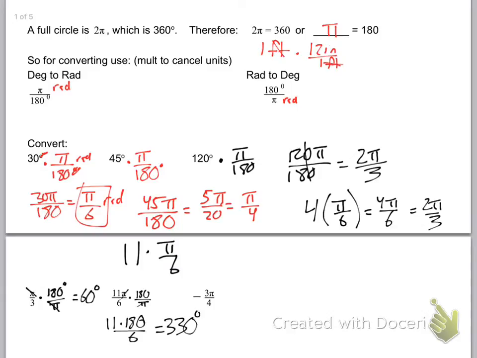Okay? Now here's the thing. Degrees and radians can both be positive, can be negative. All it means is that when you're starting on the positive x-axis, do I go up or do I go down? Right? That's it. So the next one's a negative 3/4 pi.